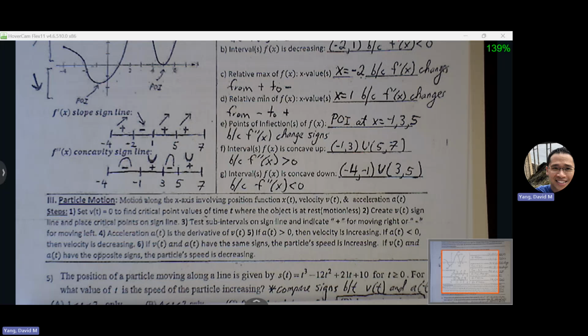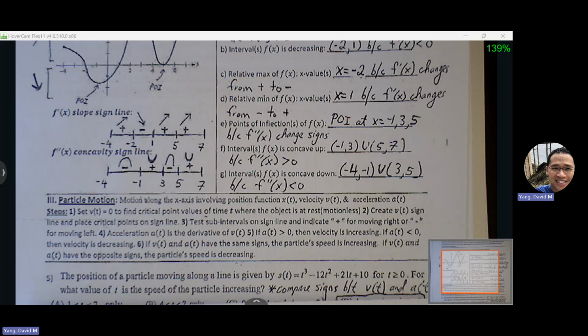So let's do this. Let's find velocity graph. Let's find acceleration graph. Let's create sign lines for both velocity and acceleration. Let's line everything up so that we can compare between velocity and acceleration. When are they going to have the same signs? Because increasing speed is if both velocity and acceleration are positive, or if they're both negative.